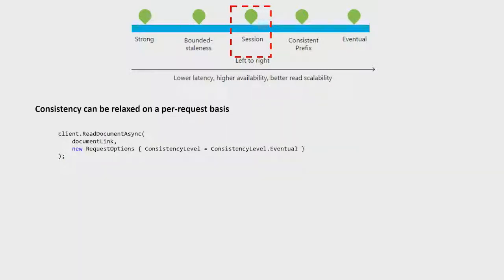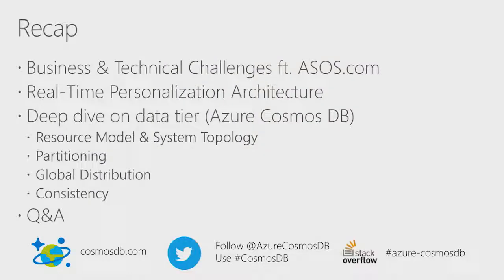You can also relax consistency on a per request basis. You do so by simply overriding the request operations for your database requests. And this basically concludes our session. We've talked about the business and technical challenges with one of our real-world customers. We went over our real-time personalization architecture, our reference architecture.